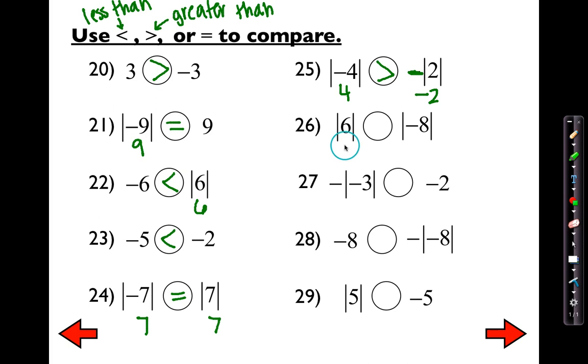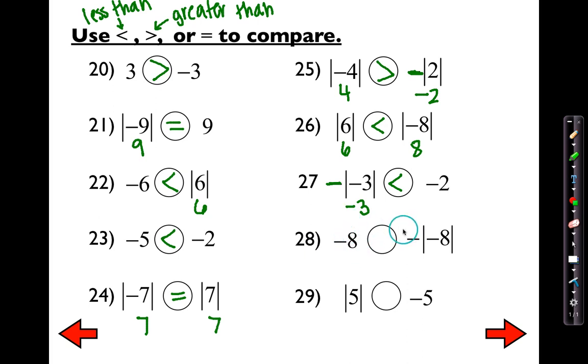Here, what's the absolute value of 6? It's just 6. The absolute value of negative 8 is 8. So I'm going to go ahead and say 6 is less than 8. Again, always point to the smaller number. Number 27, the absolute value of negative 3 is 3. But wait, we have to take the opposite of that. So that's going to be negative 3 compared to negative 2. Again, please do not be fooled. The larger the digit for the negative, the smaller it actually is. So I would say negative 3 is less than negative 2.